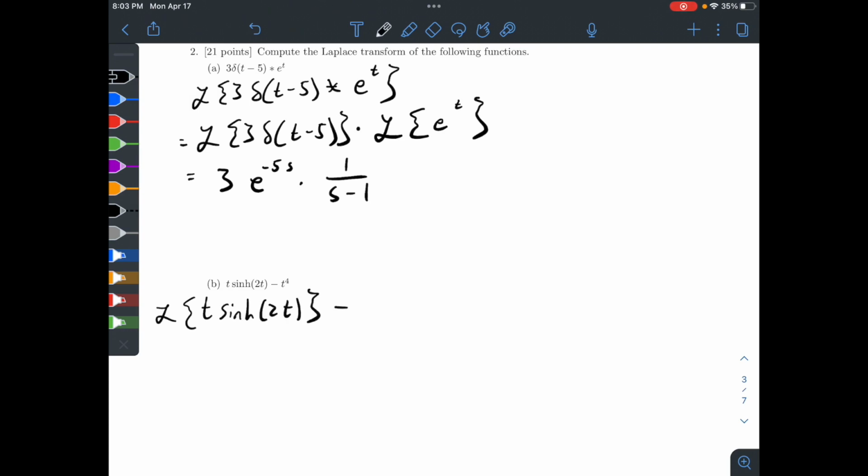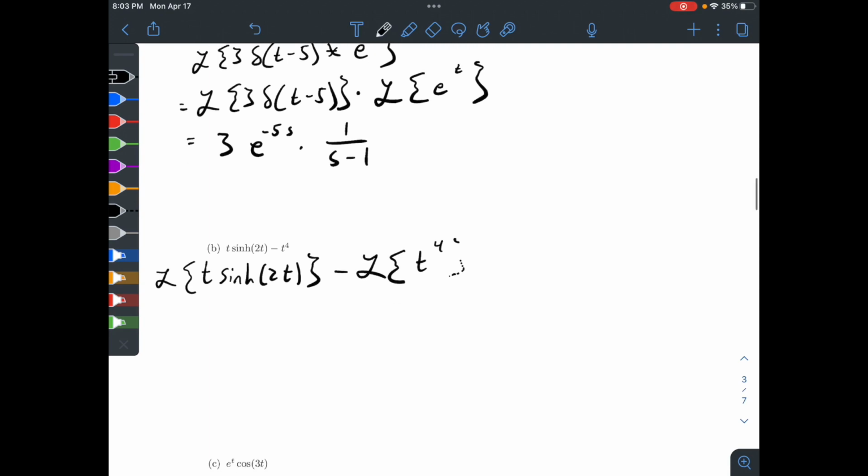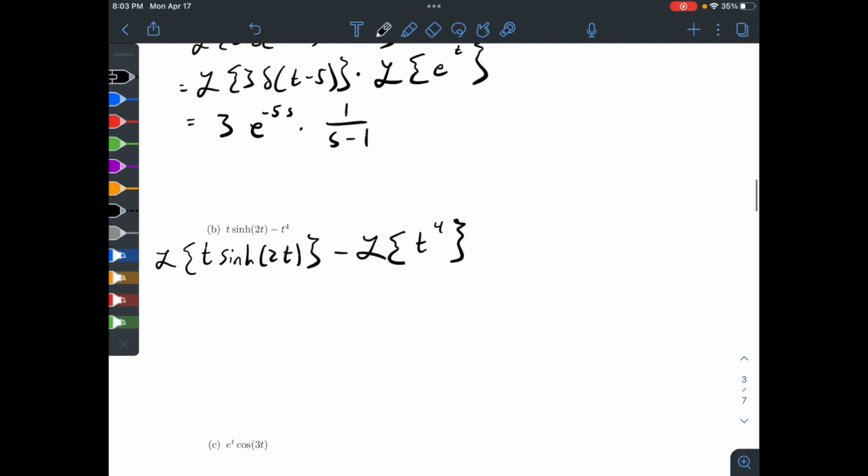So because it's a sum, or I guess difference, it splits up as the difference of these two Laplace transforms. Okay, so t to the 4th: the Laplace transform of that is 4 factorial over s to the 5th. That one's just directly from the table. And then the Laplace transform of t sinh of 2t.